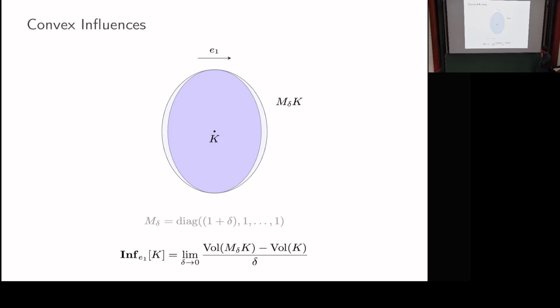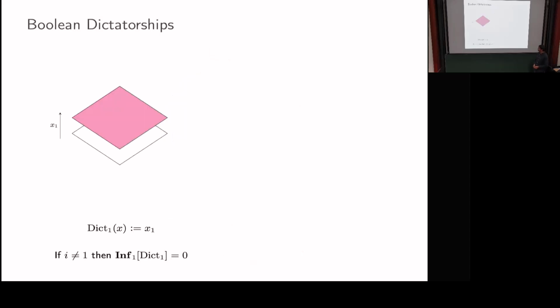And let me try to convince you that this notion of influence really behaves like the Boolean notion of influence. There's a couple of examples which are maybe helpful for the rest of the talk as well. So one simple Boolean function that we all know and love is the dictatorship. Just a projection onto the first coordinate.